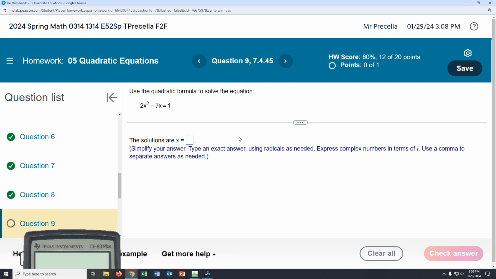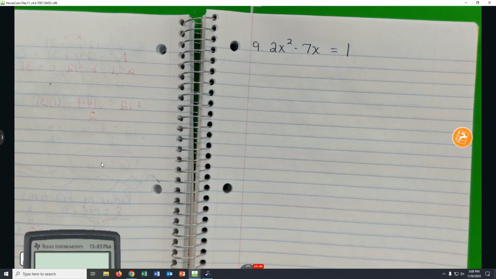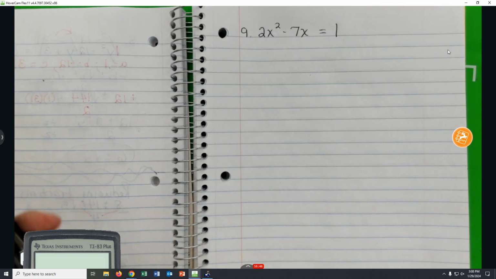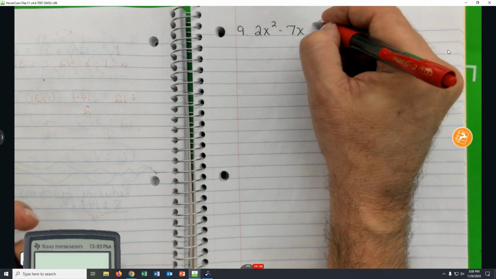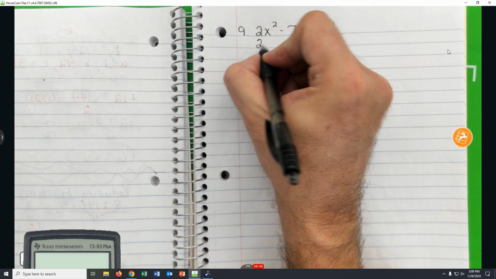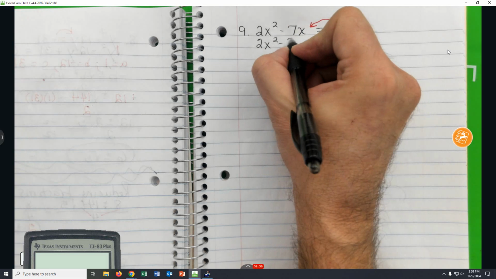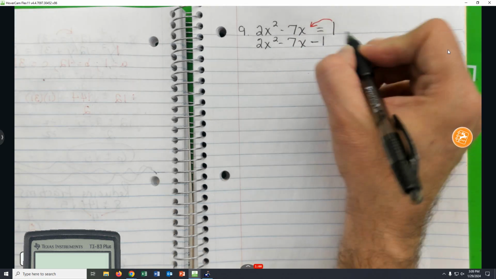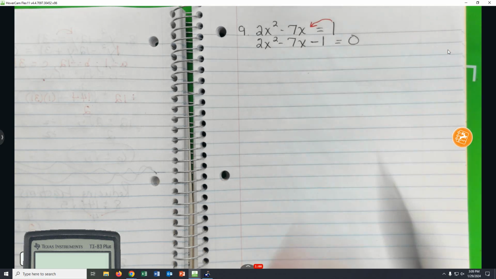So there's something I need to do to this to get it going. I've got to subtract that 1. I need a 0 on one side of the equation. So it's not in standard form until I move that 1 over. So we'd have 2x squared minus 7x, and then a minus 1 equals 0.